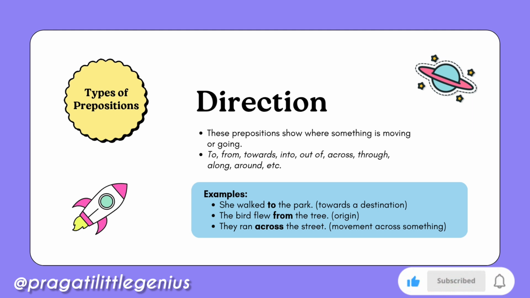Common words are to, from, towards, into, out of, across, through, along, around. Examples of prepositions of direction are: She walked to the park. This sentence shows towards a destination. Second example is: The birds flew from the tree. It shows origin. The third example is: The rain passed across the street. This example shows movement across something.